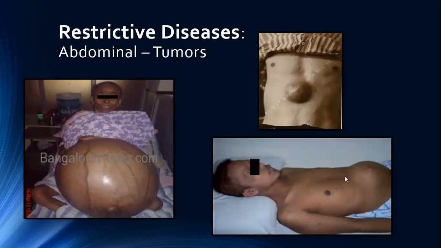I guess this is supposed to be another tumor. This is just like he got a little pot belly or something, but I don't know. All right, so this is another abdominal tumor.